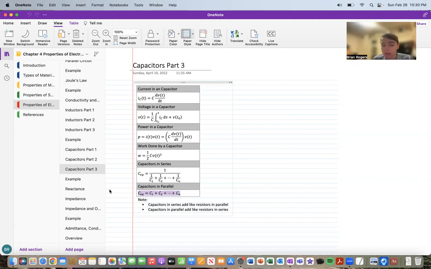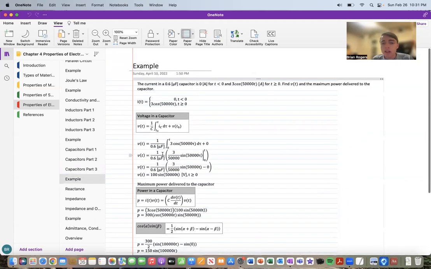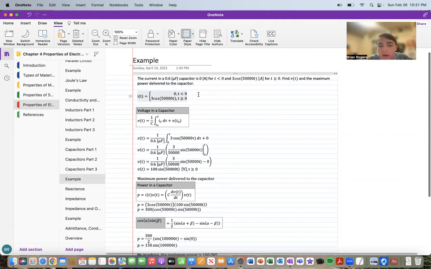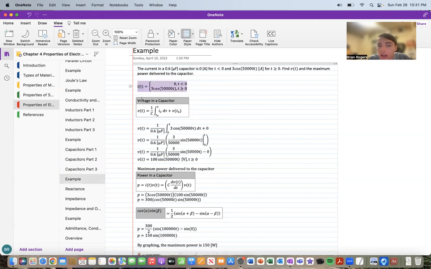So note the difference. Here, we're going to look at the current in a 0.6 microfarad capacitor, which is 0 amps for time less than 0, and 3 cosine 50,000t for time greater than 0. We need to find the maximum power delivered to the capacitor. Here, we wrote out the current, and we know the voltage in a capacitor is equal to this equation. So plugging in our capacitance and our current, we're able to solve this formula to find the voltage in the capacitor at any time.